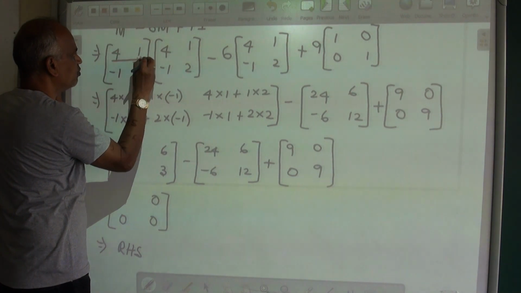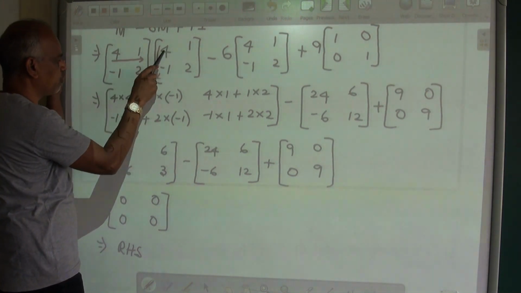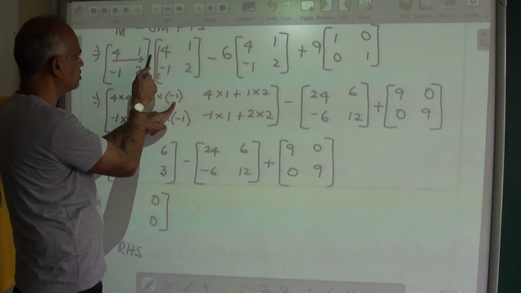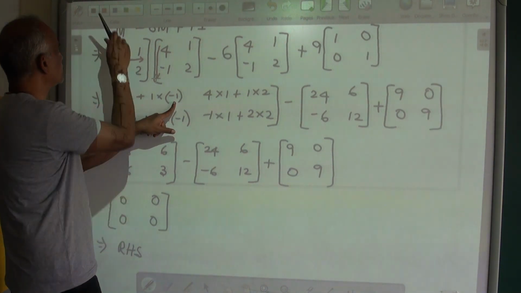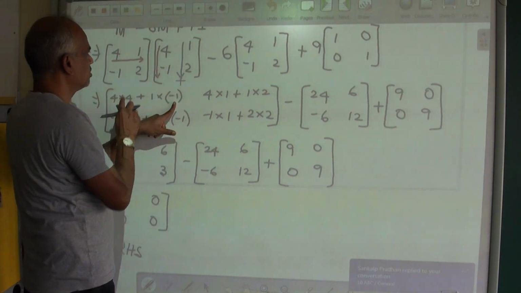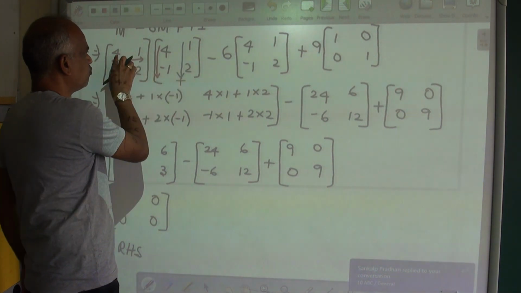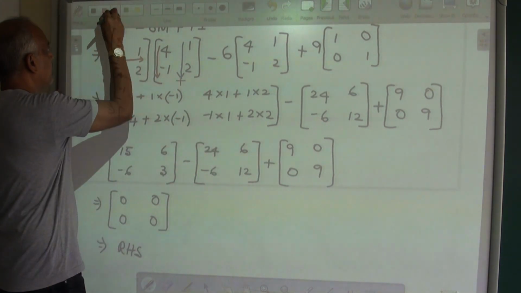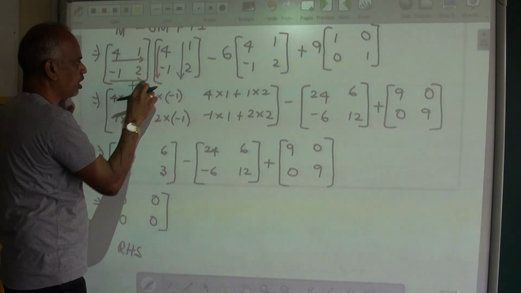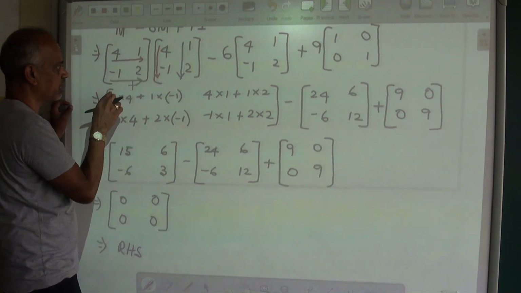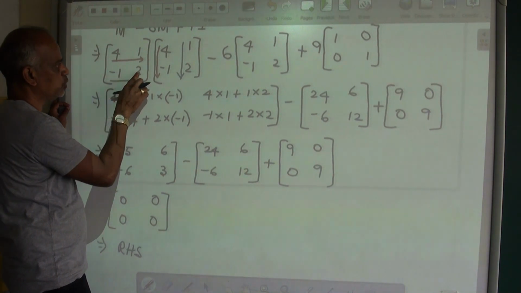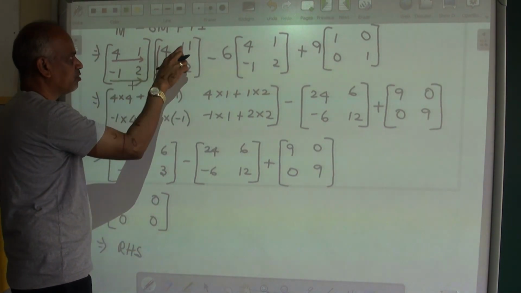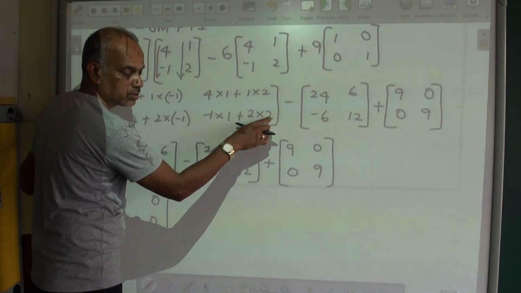So first row with first column, which means 4 into 4, that is here, plus 1 into minus 1. This is done. Next, first row with second column, which means 4 with 1 and 1 with 2: 4 into 1, plus 1 into 2. Then, second row with first column, that means minus 1 with 4 and 2 with minus 1: minus 1 into 4, plus 2 into minus 1. And lastly, second row with second column, that is minus 1 with 1 and 2 with 2.